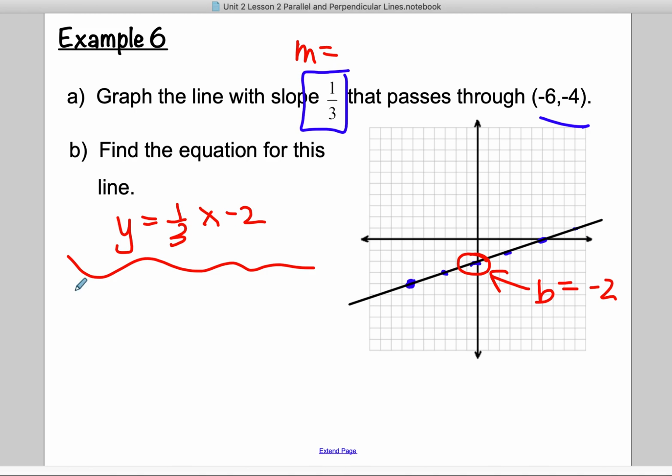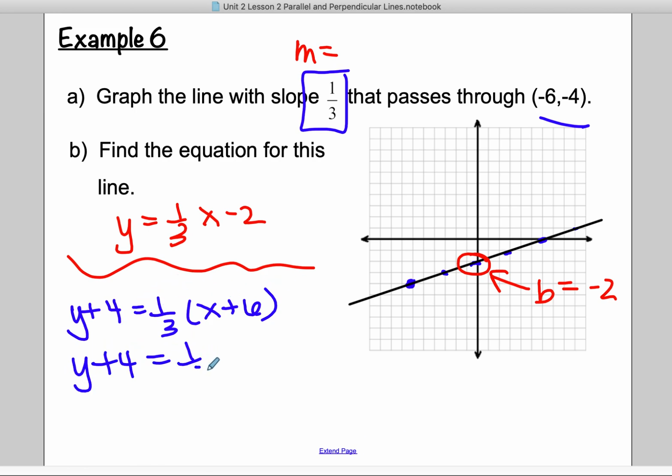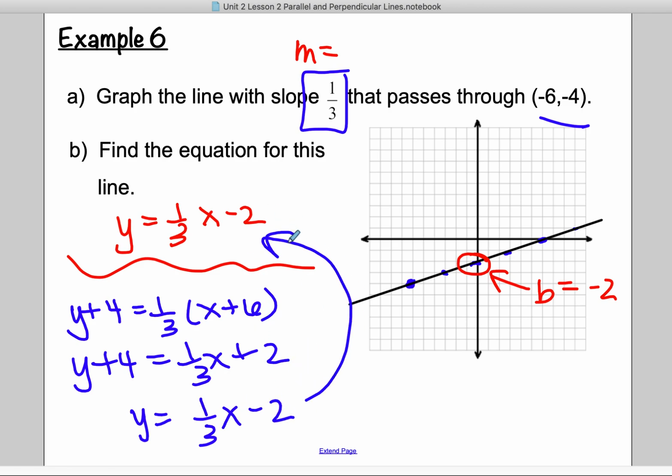The other option is, if you don't notice that right away, you plug your slope and your point into point slope form. So we have y minus a y value, -4, equals my slope, 1/3, parentheses x minus the x value, which is -6. We distribute our 1/3. 1/3 times 6 is 2, and then I would subtract 4, so y equals 1/3 x minus 2. And they match up. So either way you can do it, it will work.